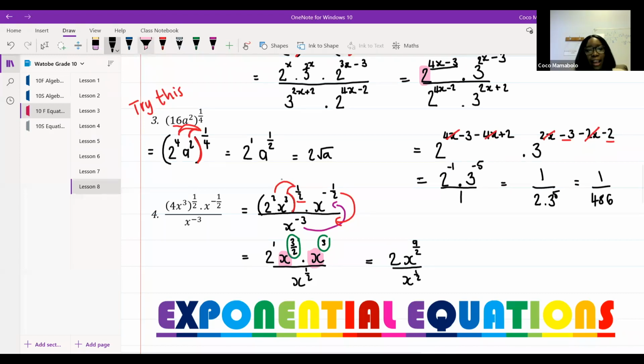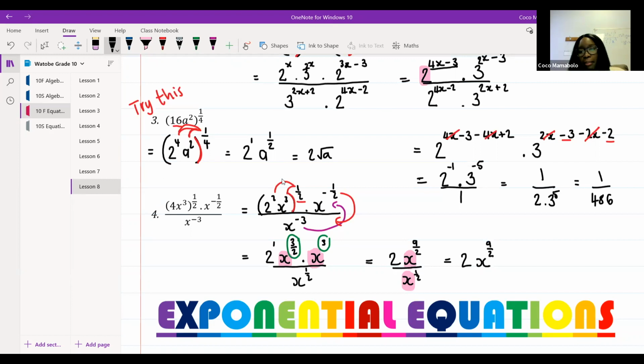Now, guys, I have like bases being divided. I have x and x being divided. So I'm going to keep my base and I'm going to subtract my exponents. So I will have 2 and then keep the base x.